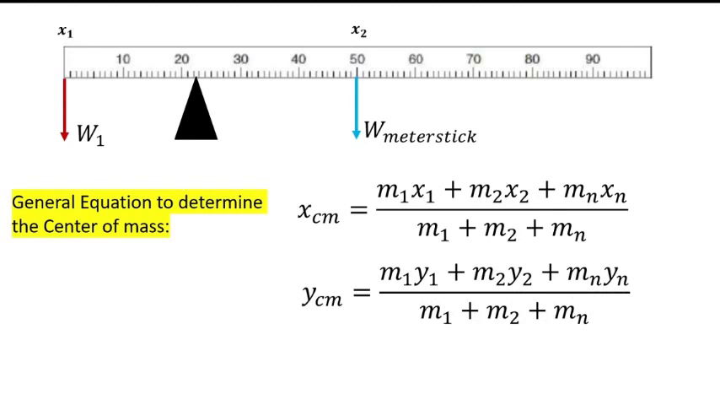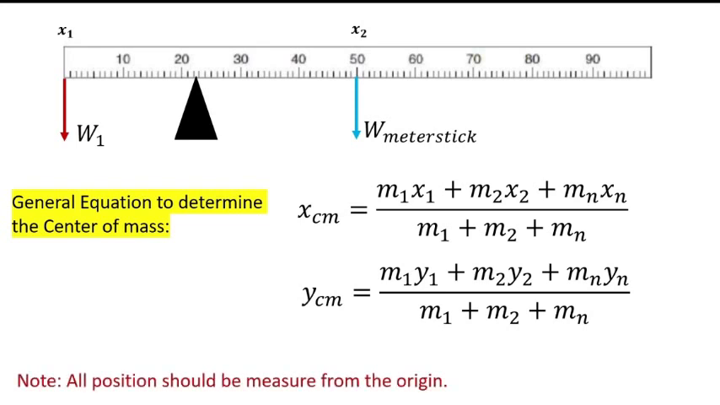Now, I have to note that all positions, so that is x1, x2, and xn, y1, y2, and yn, should be measured from the origin. So if this is the meter stick, we will place it on an axis as if the end of the meter stick is at 0. So from our previous problem, x1 is at the position of 0, and the position of the meter stick is at 50 cm. So again, we have to place all the masses as if they are on an x-axis. We will measure all the positions of these masses from the origin to its mass. And if we find the center of mass, that is also the position of our pivot.